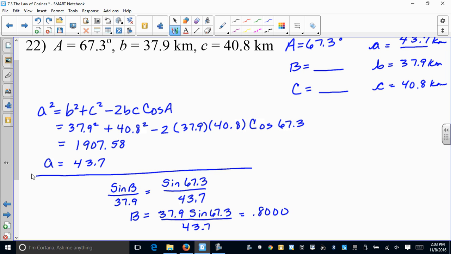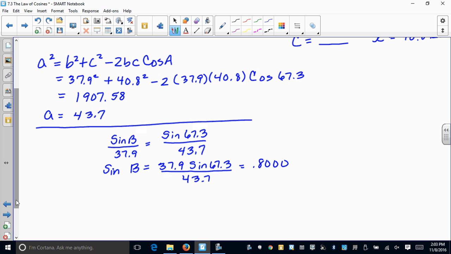And then I can identify, oops, this should be sine of B. Just saw what I did. So B equals the arc sine of 0.8000, which gives us an angle of 53.1 degrees.